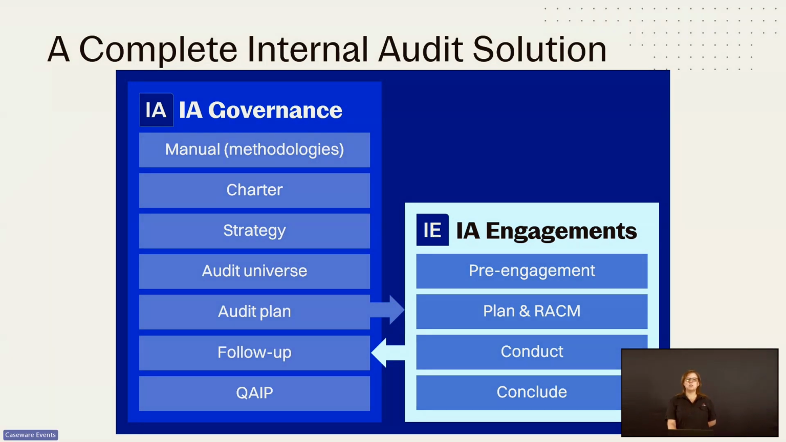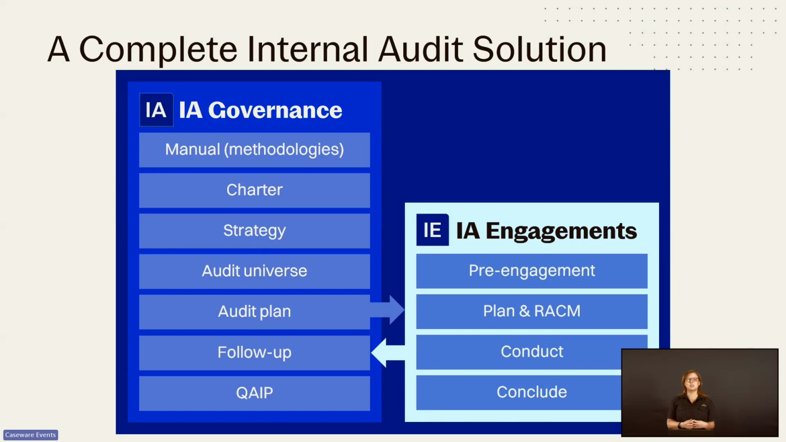Our internal audit solution consists of two applications built on this platform. The first application we have is IA Governance. And in this app, you will be able to manage activities outside of your engagement. So for example, we've got methodologies, we've got your charter, your strategy, setting up your audit universe, your audit plan, following up on those actions coming from your engagements. And then also we have the QUIP.